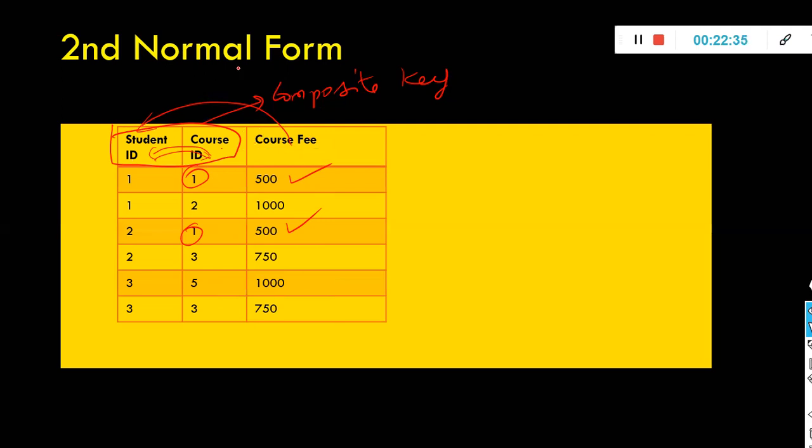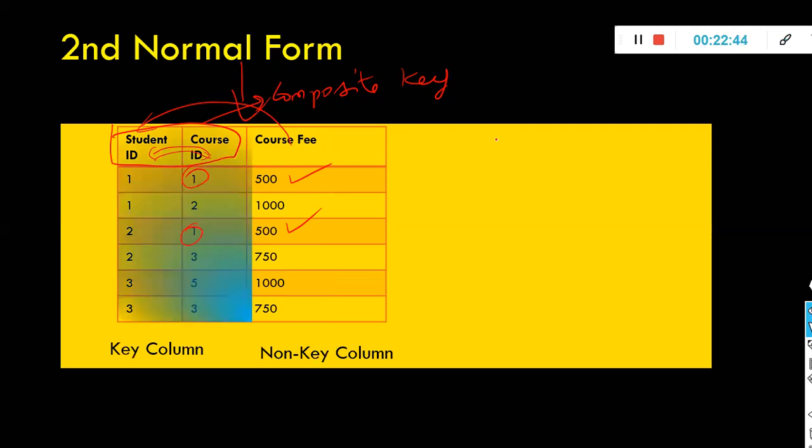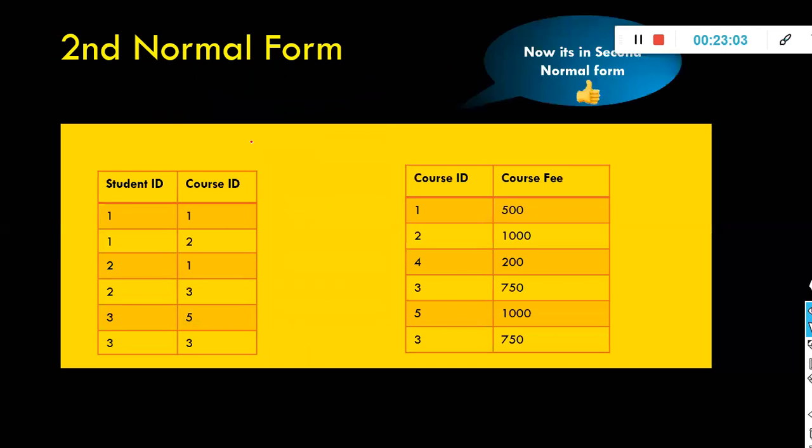In that case, we need to break this into a separate table. So what we are going to do is keep course ID and course fee in a separate table. But in this case, these two columns are a composite key. Though it is a composite key, the course fee is depending on only one of them, partially depending on the key columns. It is not fully depending on both key columns. It is partially depending, hence it is violating the second normal form.